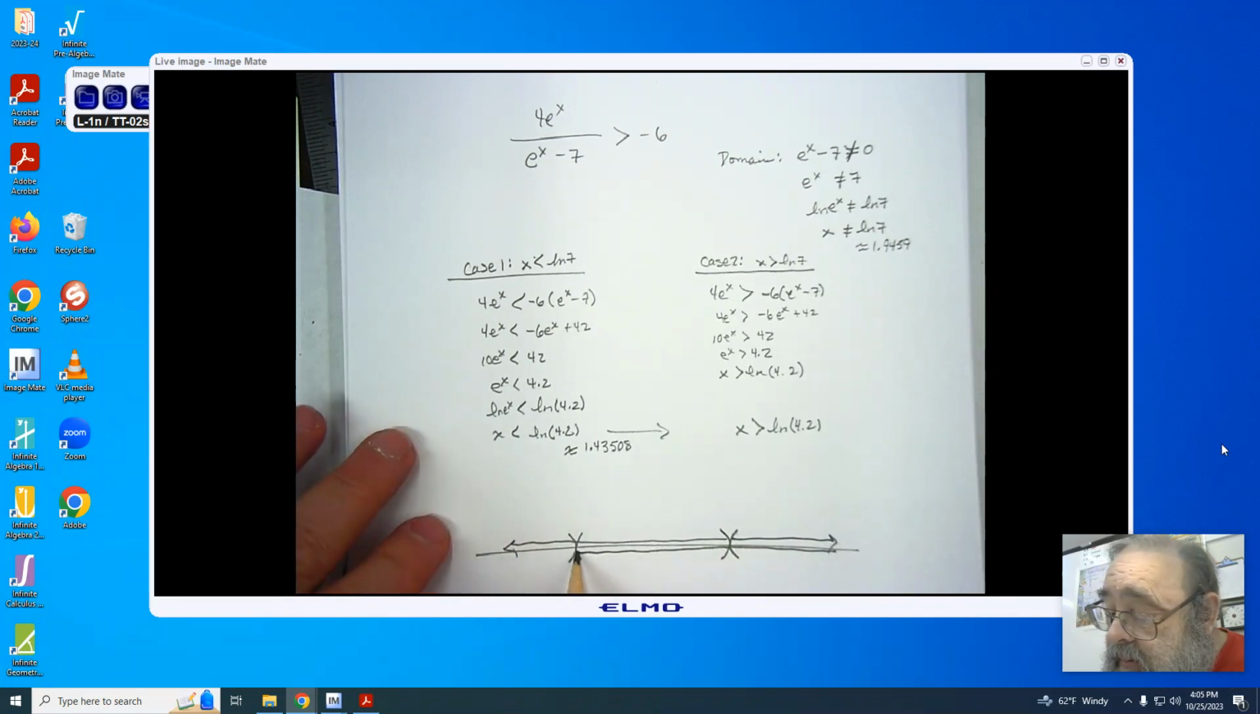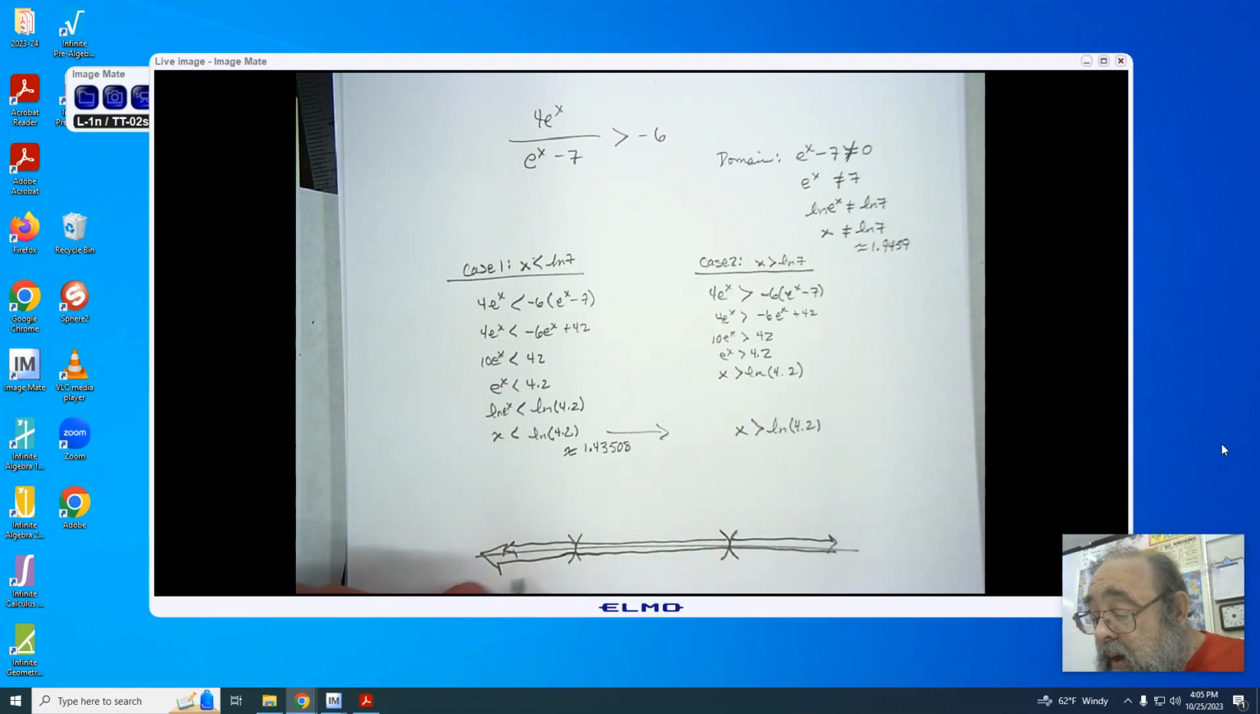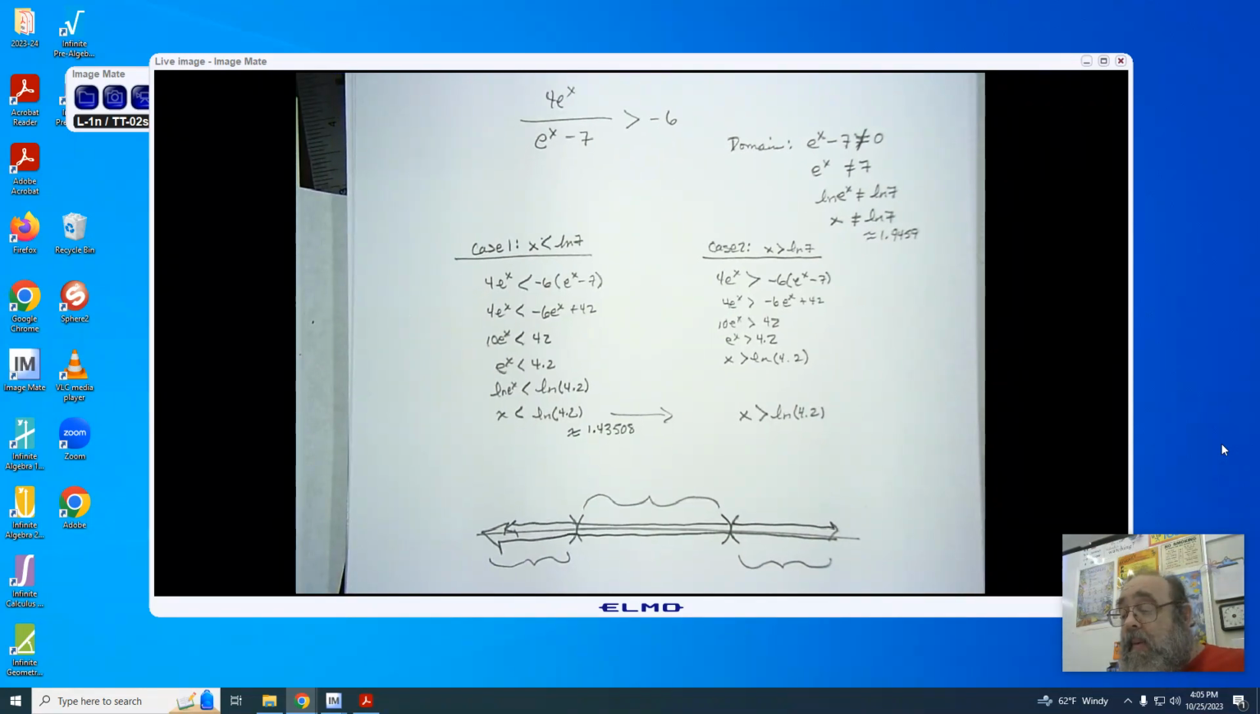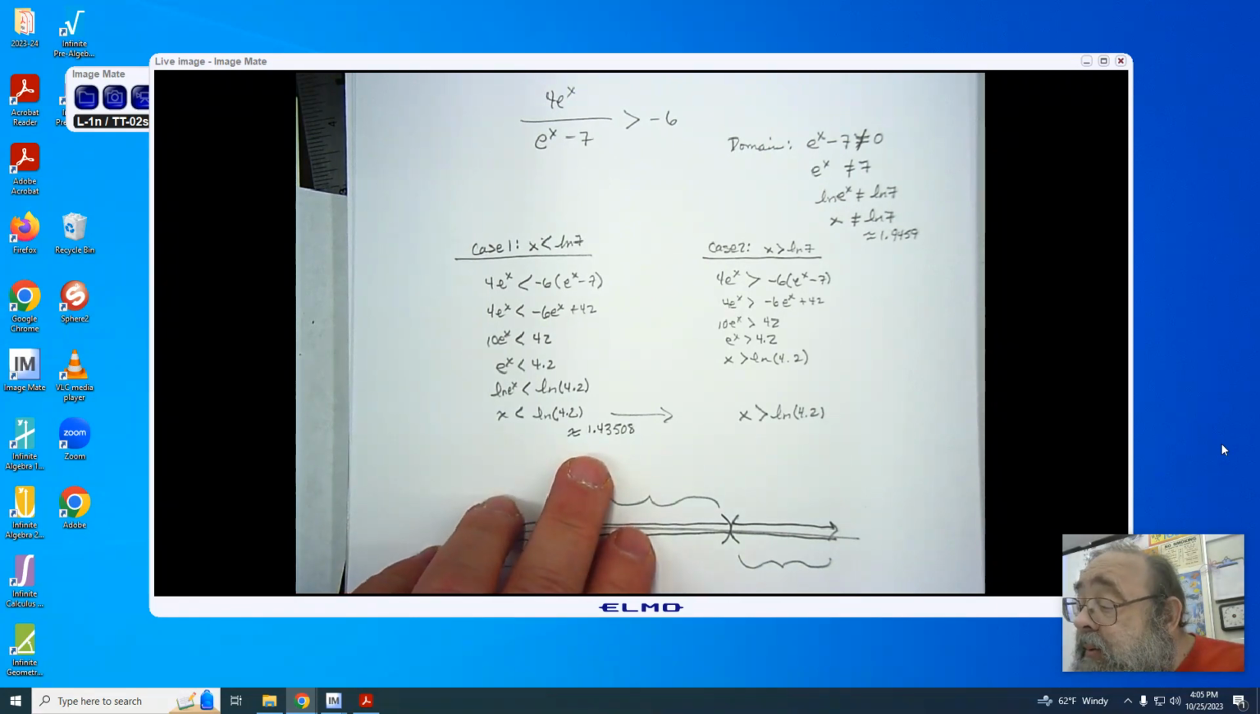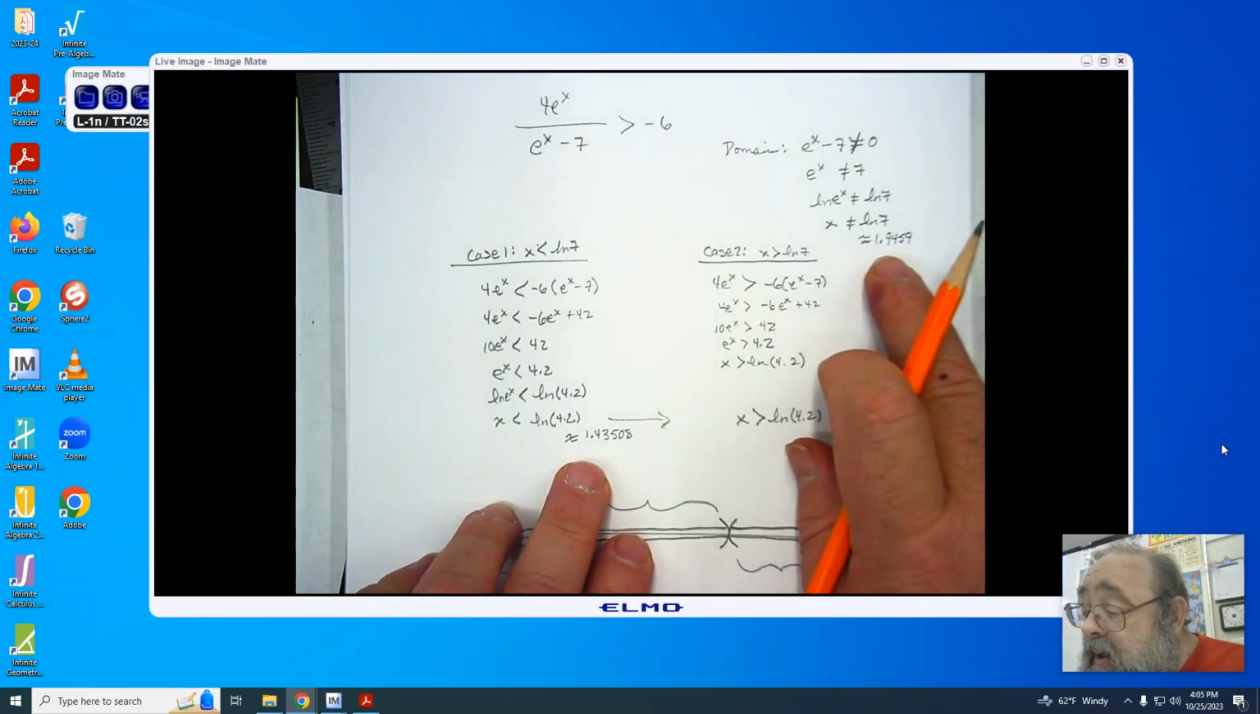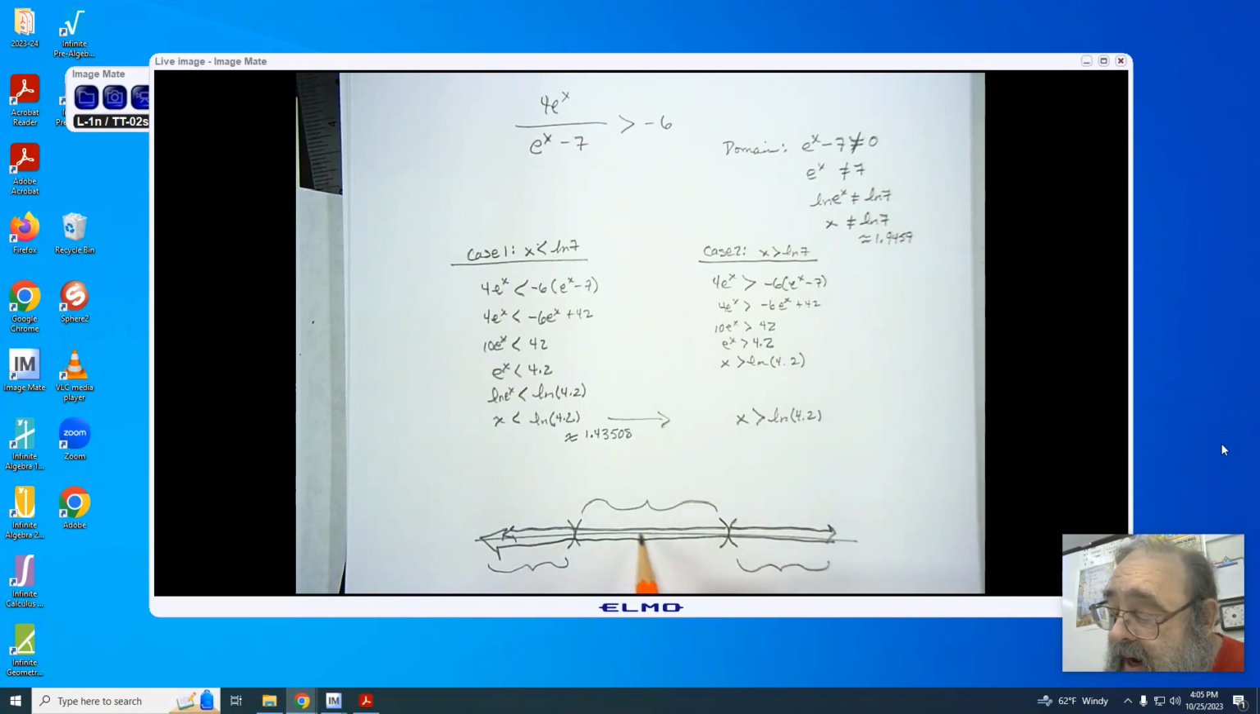Once again, I'm confronted with two possibilities. This part here, and this part here, or this part in between. Now you have to check one of them. So I'm going to go ahead and choose a value of 1.5. See a 1.5 smack dab in the middle.